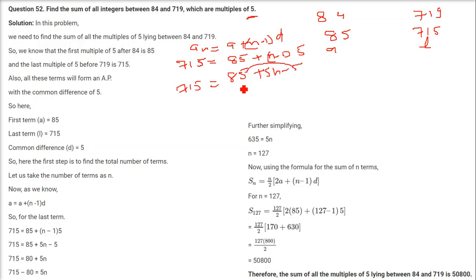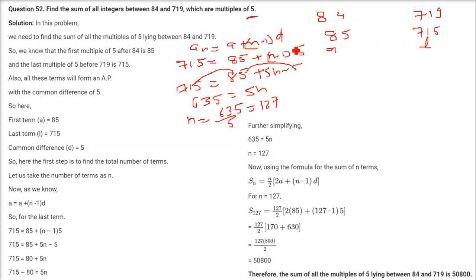So 85 minus 5 is 80, and 715 minus 80 is 635. So you get 5n equal to 635. So n will be 635 by 5, which is going to be 127. So there are 127 numbers divisible by 5 between 84 and 719.